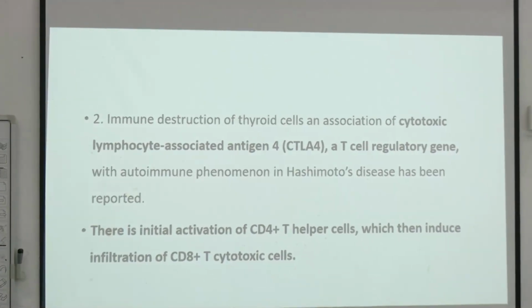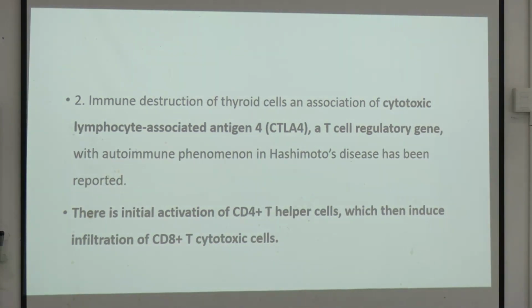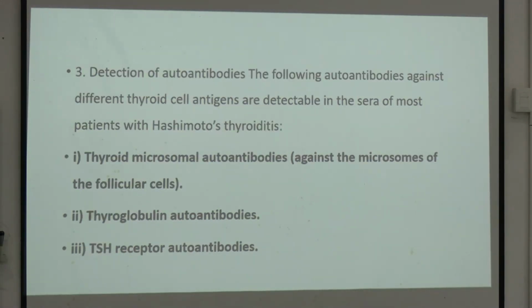Autoimmune pathogenesis of Hashimoto thyroiditis is explained by the following observations. Autoimmune disease association: as in many autoimmune diseases, Hashimoto disease has been found in association with other autoimmune diseases such as Graves' disease, SLE, Sjogren's syndrome, rheumatoid arthritis. Immune expression on the thyroid cells and association of cytotoxic T lymphocyte associated antigen 4, CTLA4, a T cell regulatory gene. There is initial activation of CD4 plus T helper cells, which can induce infiltration of CD8 plus T cytotoxic cells. Then detection of autoantibodies: thyroid microsomal autoantibodies, thyroglobulin autoantibodies, TSH receptor autoantibodies.